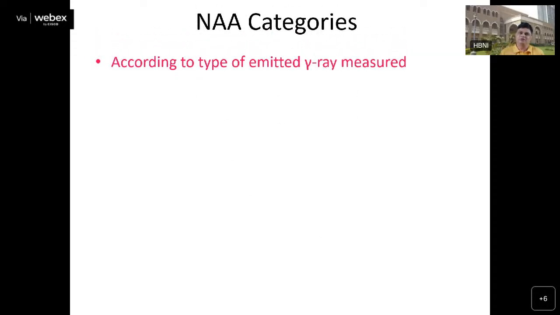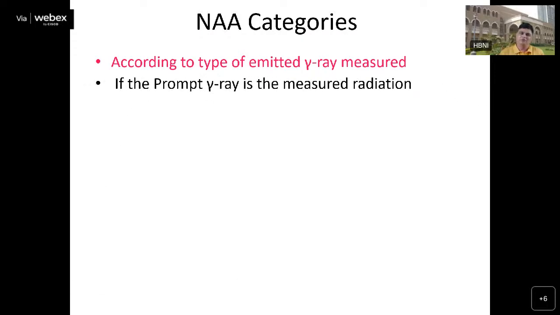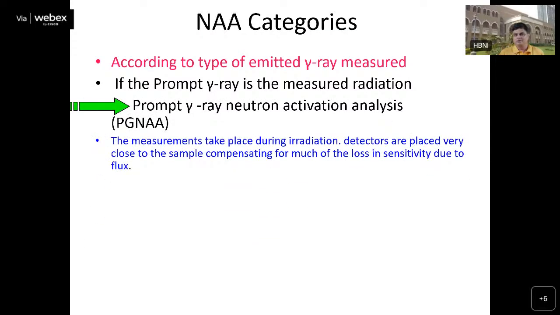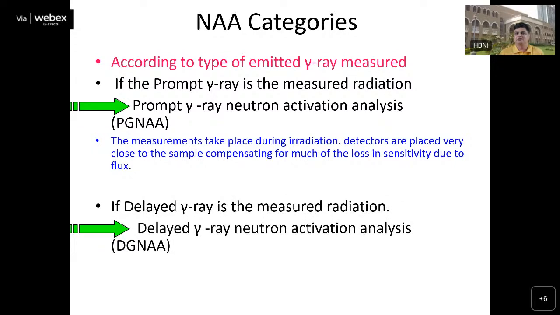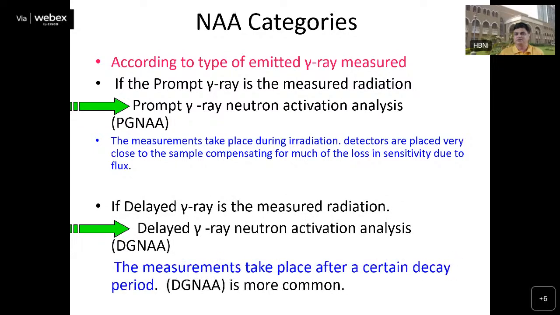Neutron activation analysis is also categorized according to the type of emitted gamma ray measured. If the prompt gamma ray is measured, it is termed prompt gamma neutron activation analysis, and the measurement takes place during irradiation. Detectors are placed very close to the samples, compensating for much of the loss in sensitivity due to flux. If the delayed gamma ray is the measured radiation, it is termed delayed gamma ray neutron activation analysis (DGNAA).